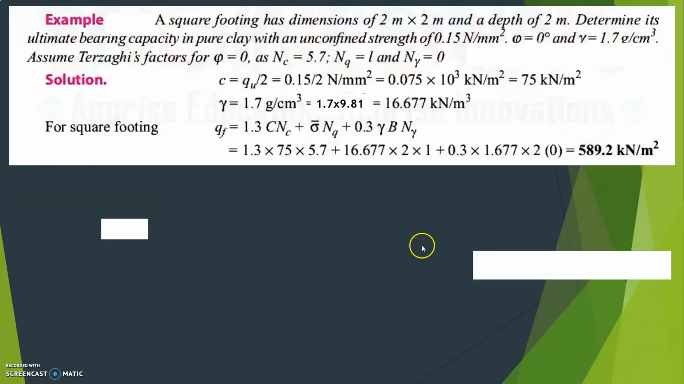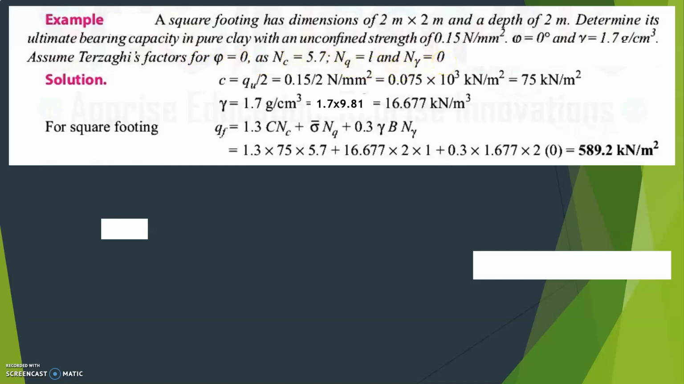Now let us take Terzaghi's sum problems. This type of problem I have not solved. Suppose a square footing has dimensions of 2 meter by 2 meter and a depth of 2 meter. Determine its ultimate bearing capacity in pure clay with an unconfined strength of 0.15 Newton per millimeter square. Phi is equal to 0 degree, gamma is equal to 1.7 grams per centimeter cube. Here, Terzaghi's factors are given for phi equal to 0: NC is 5.7, NQ is 1, and N gamma is 0.